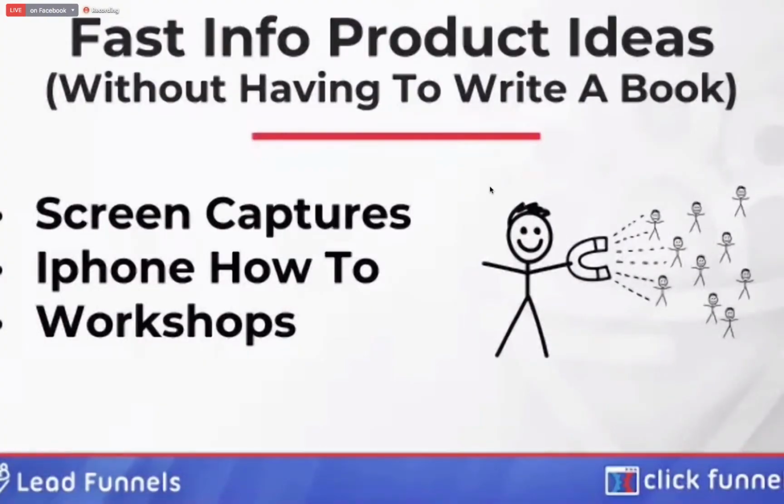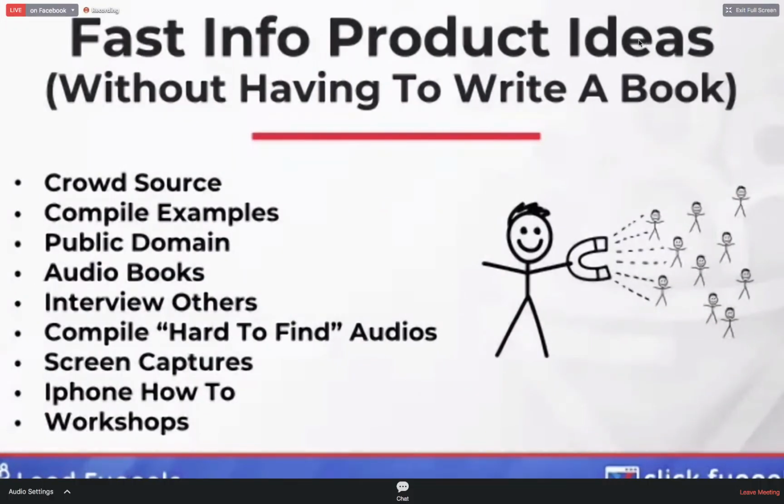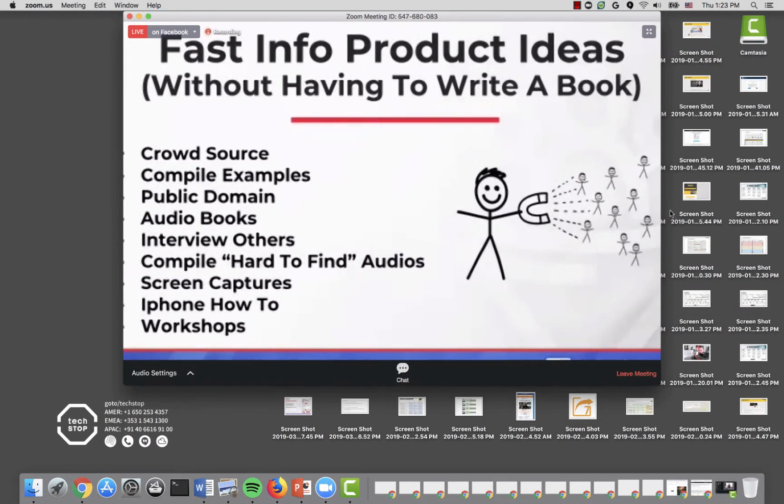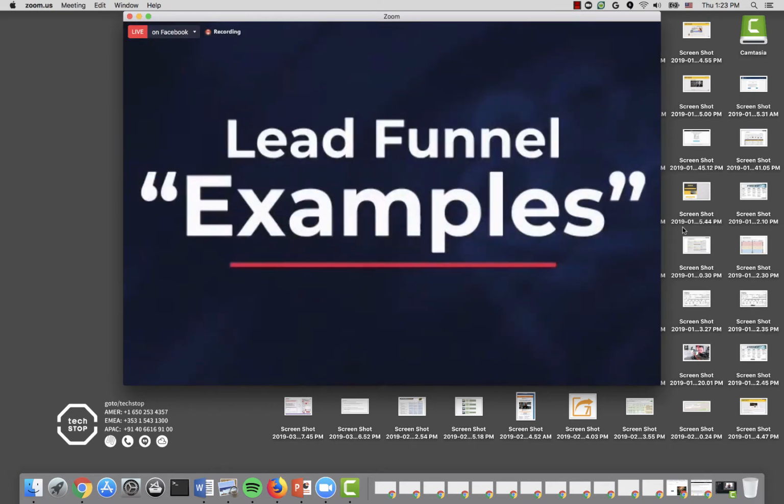They're fast ways. So that's 9 different ways. If you go from audio, crowdsource books, compile examples, public domain, audiobooks, interviewing others, compiling hard to find interviews, screen capture, iPhones, and workshops. A whole bunch of ways to create info products very, very fast. That was a nice slide.